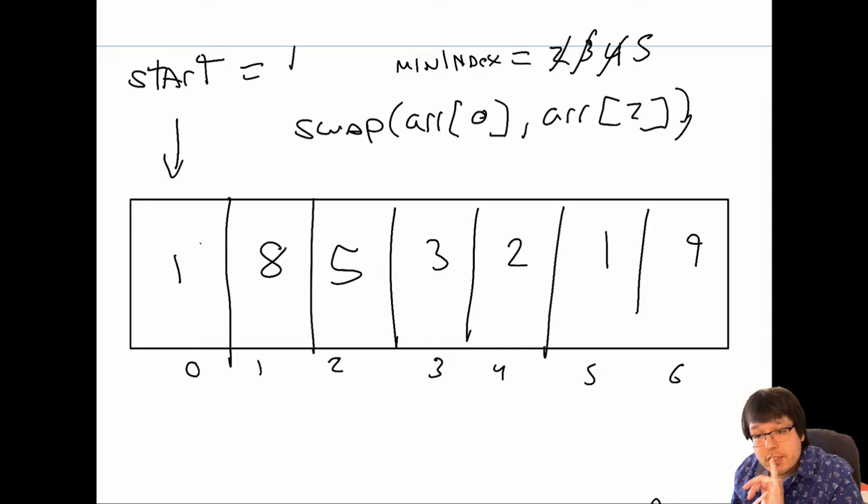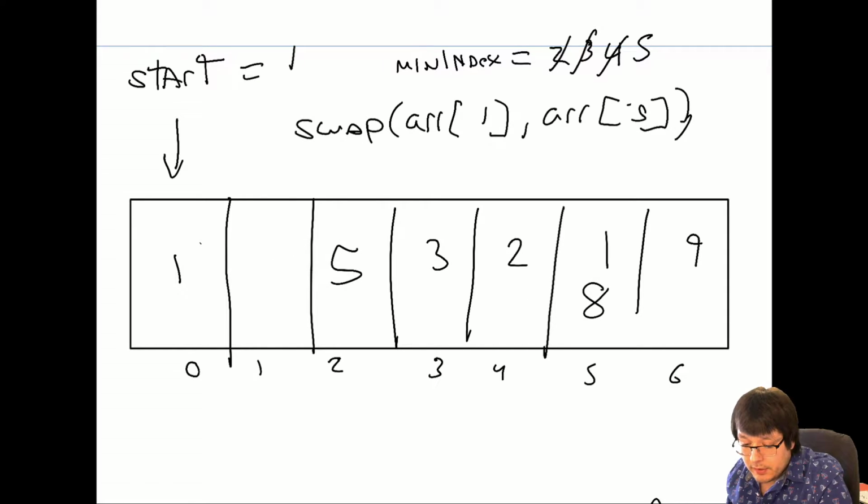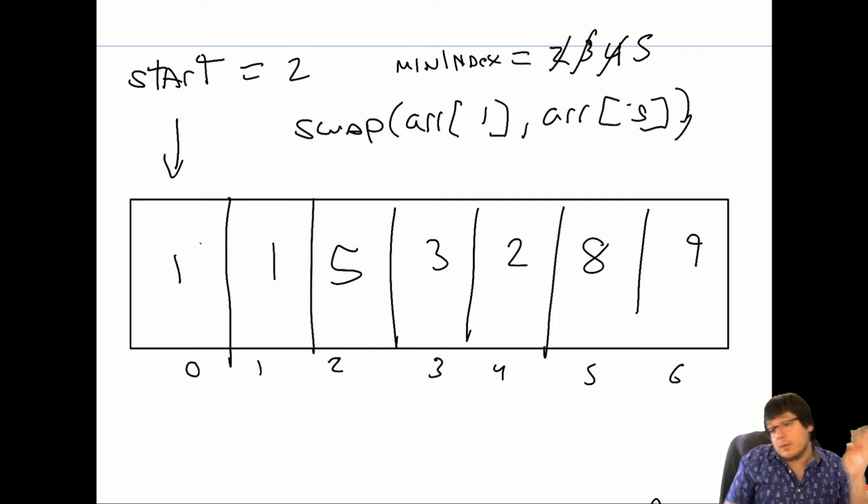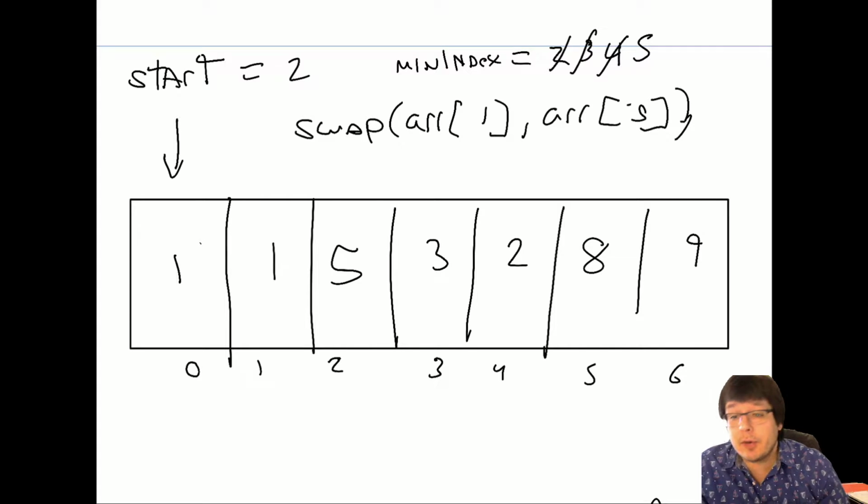Cool. We finish the iteration. What do we do? We swap start and min index contents. So in this case, we're swapping AR1 with AR5. It means put the 8 that we have here over here, and then put the 1 over here. And then we increase start by 1 again. Okay? So that's pretty much the algorithm. I'm going to run it a little bit quicker now so we can finish through this, but that's pretty much the way you would implement this in practice.